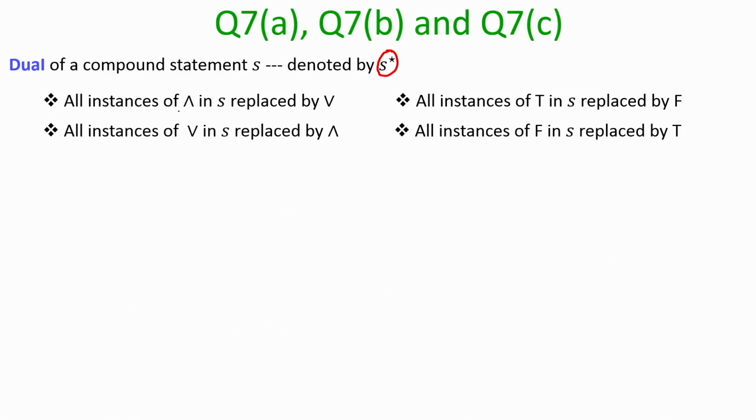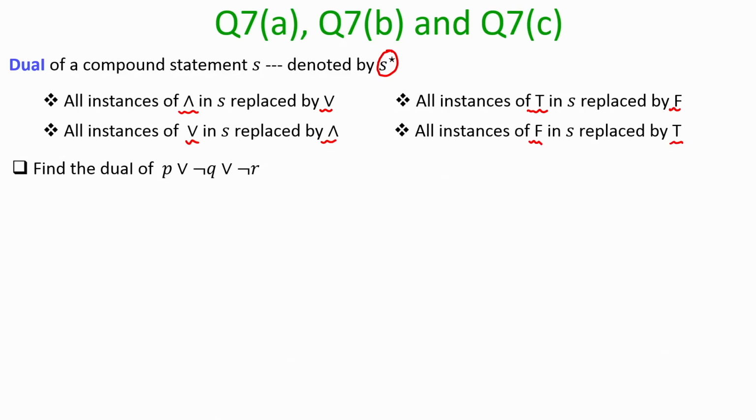What we have to do is, wherever we have an occurrence of conjunction in S, we replace it by a disjunction. Wherever there is a disjunction, we replace it by a conjunction. Wherever there is an occurrence of the constant true, we replace it by constant false, and wherever there is an occurrence of false, I replace it by constant true. If you apply these 4 rules throughout the expression S, then the resultant expression that you obtain is called S star.